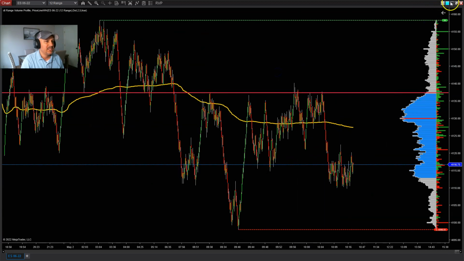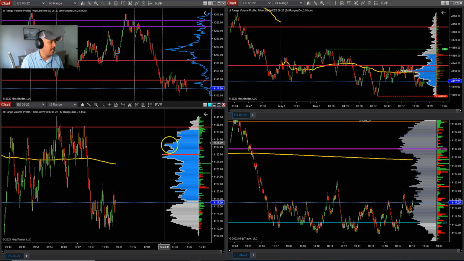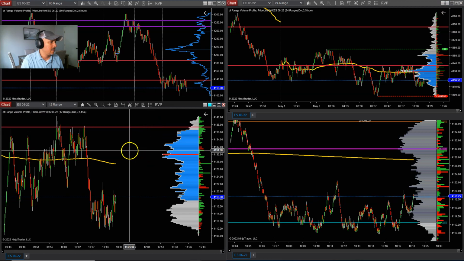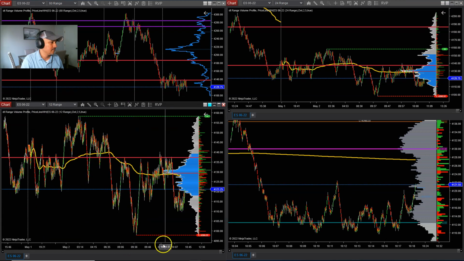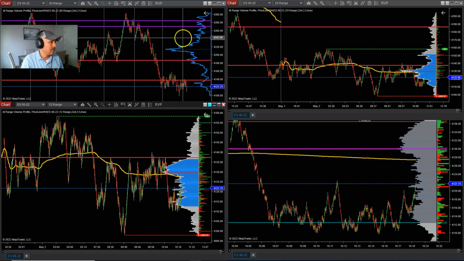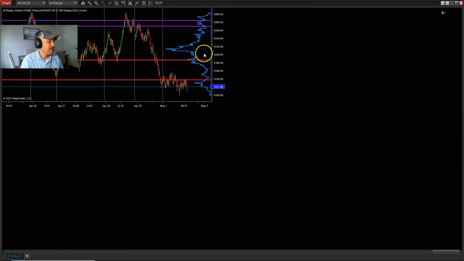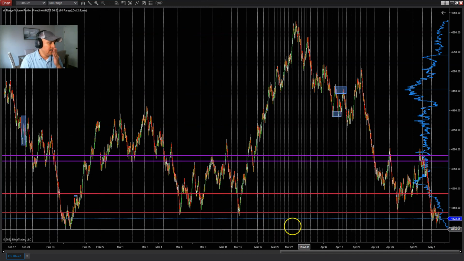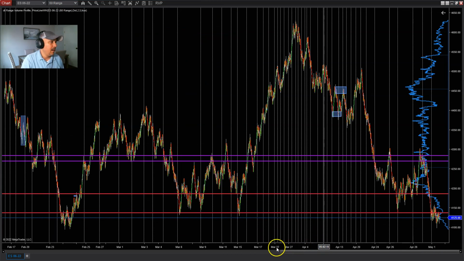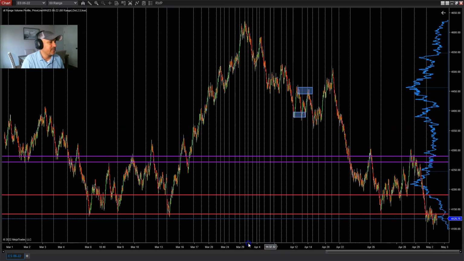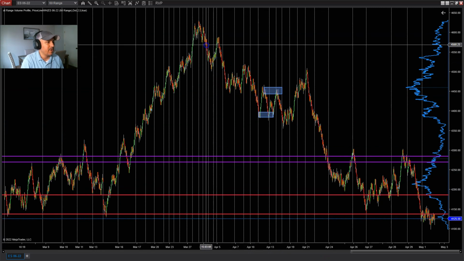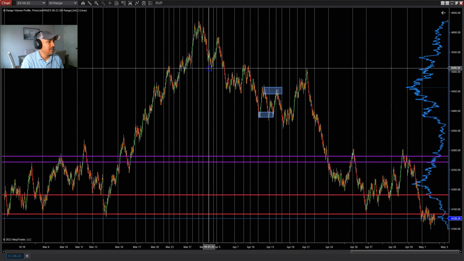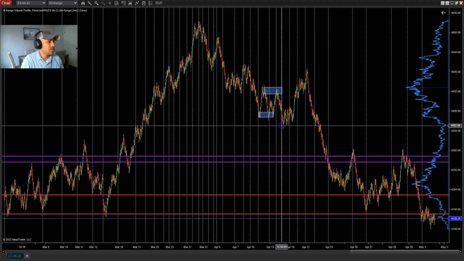Okay, so let's look at the 60 range and see what the market's actually doing. You guys know, pretty much since the beginning of April, for 30 days straight, we've been pushing to the downside. We've been breaking, making lower highs, lower lows, lower highs, just moving to the downside.